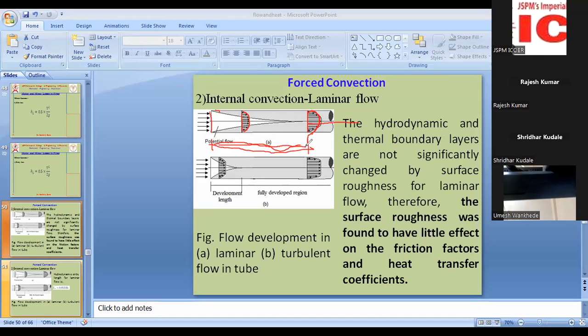Please understand, in the turbulent flow the profile is different. It is more flat near the center, but in laminar flow it is like this, parabolic. Here it is logarithmic or hyperbolic. Please understand, roughness is very important in turbulent flow, whether it is heat transfer or friction factor. But roughness is not important in the laminar flow. It doesn't create much difference in case of laminar flow.